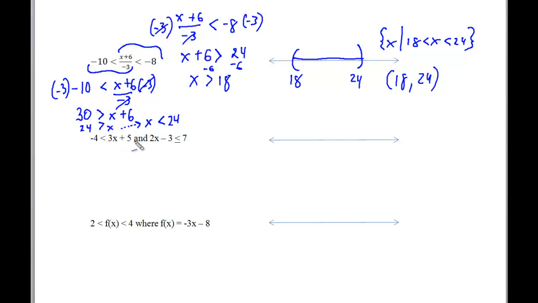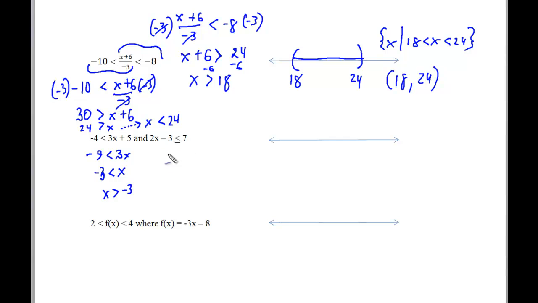I'm going to move, this is and, so let's see where our intersection gets us here. I'm going to move the 5 to the other side, so this is negative 9. This should look somewhat familiar. Negative 9 is less than or equal to 3x, or less than 3x, and we multiply or divide both sides by 3. X is greater than negative 3, and I'm going to flip that around so it's a little easier for me to read.